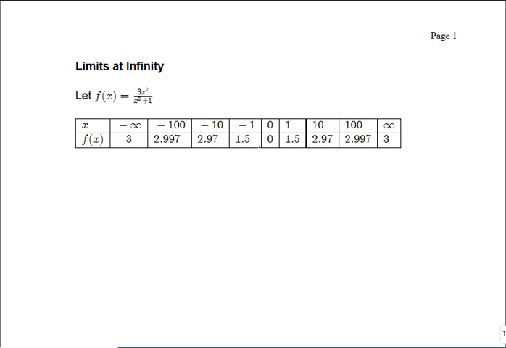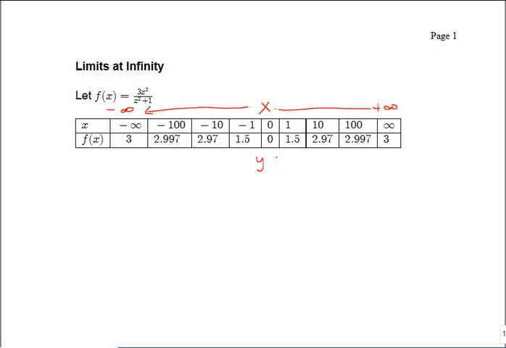Here I have a table of values, and we're going to look at x values that get larger and larger in the positive direction and in the negative direction, and we're going to see what happens to those function values, those y values. So in this direction, we're letting x go to positive infinity, and these x values are getting bigger and bigger and bigger. And in this direction, we're letting x go towards minus infinity, so these x values are getting more and more negative. So let's see what the y values do correspondingly.